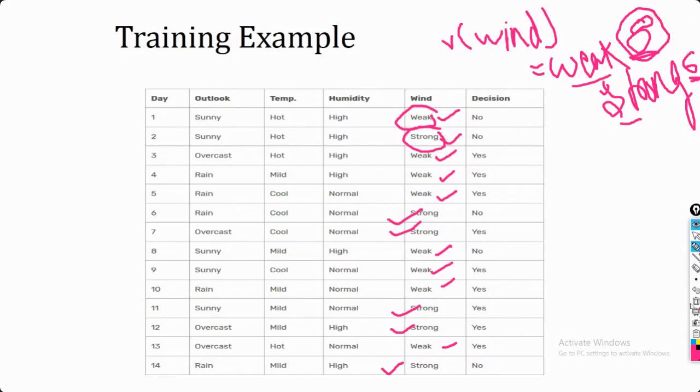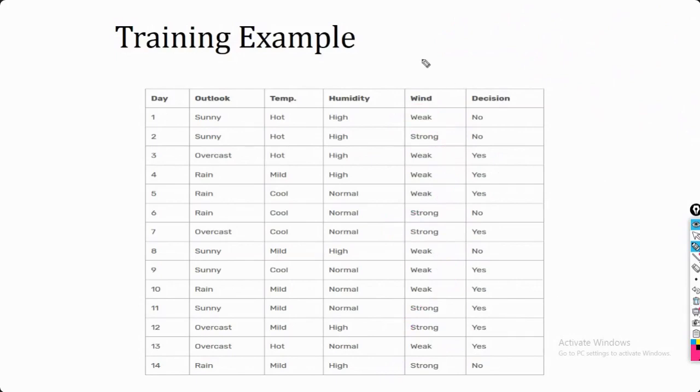Let's see. For weak, I'm using this W, and for strong we have 6. Now I'm going to count positive and negative with respect to weak. Only 2 are negative, so out of this, 2 are negative, which means 6 are positive.